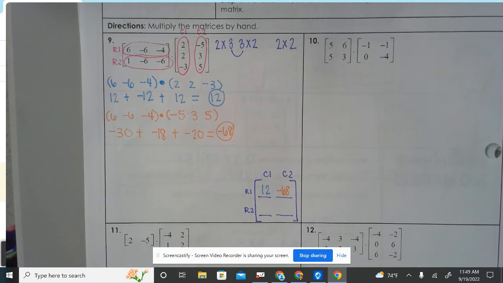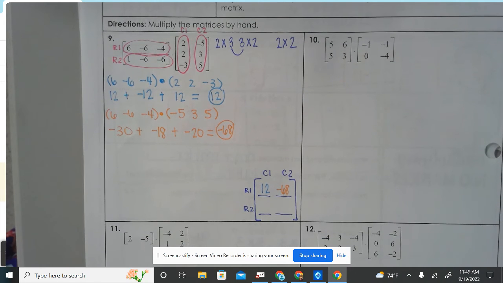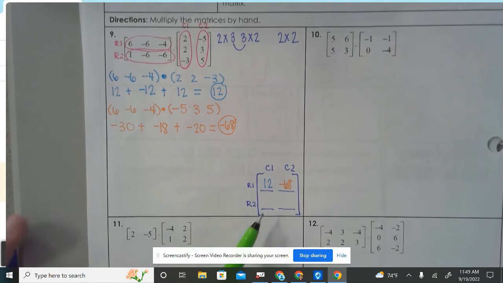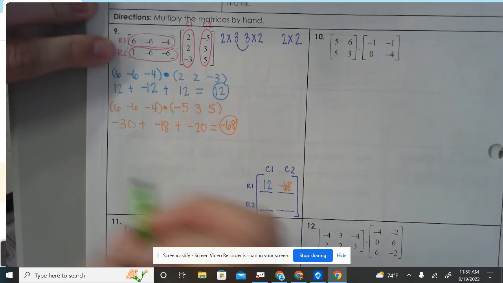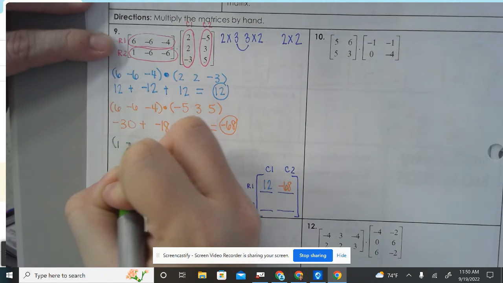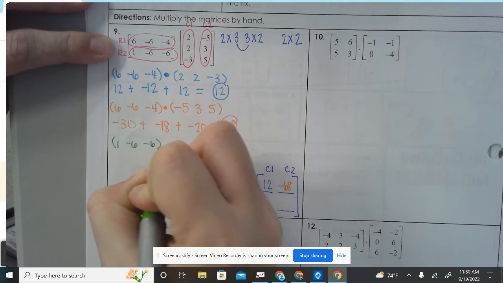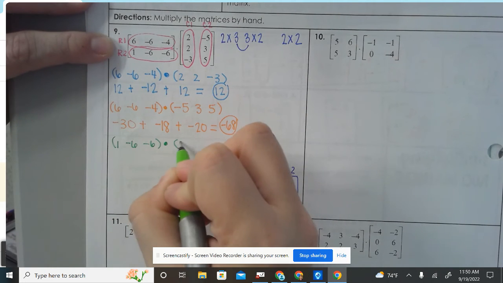Are there any questions so far? Okay. Now this next element, what row is this one in? Row 2, column 1. So row 2 dotted with column 1.